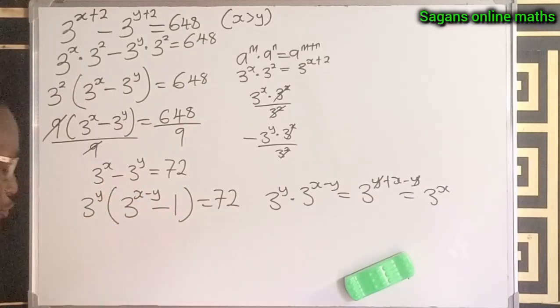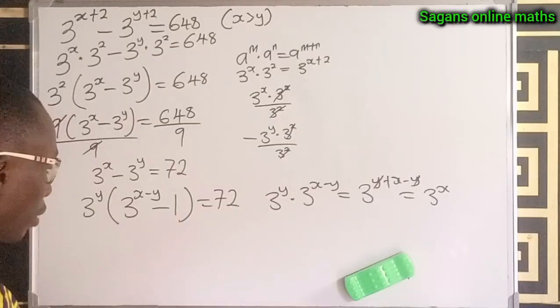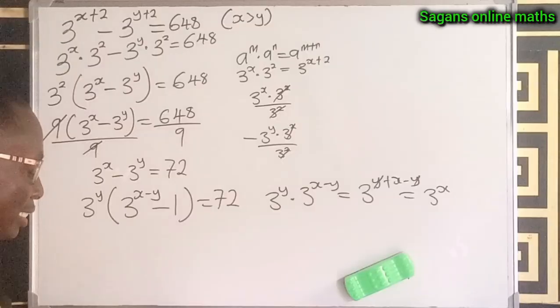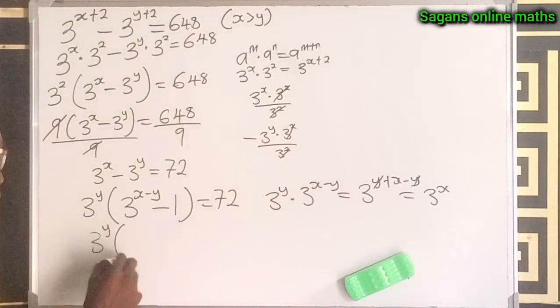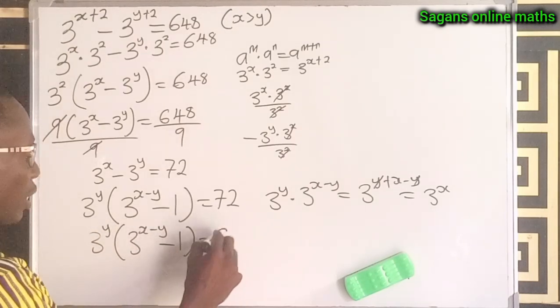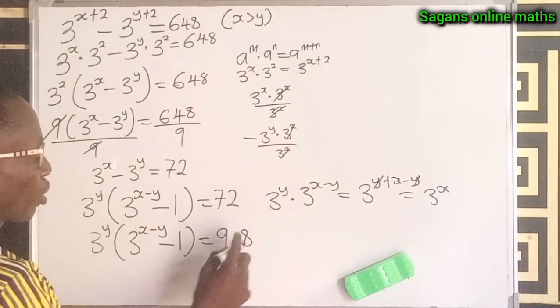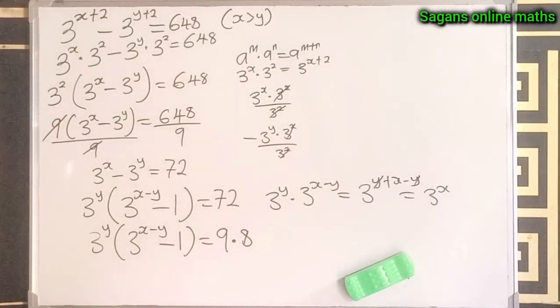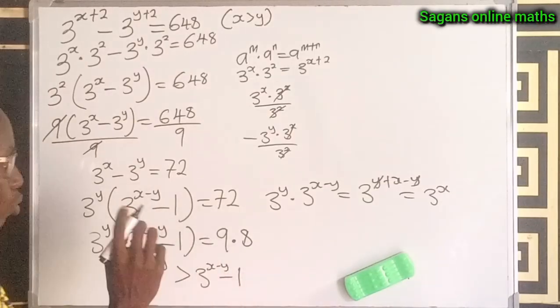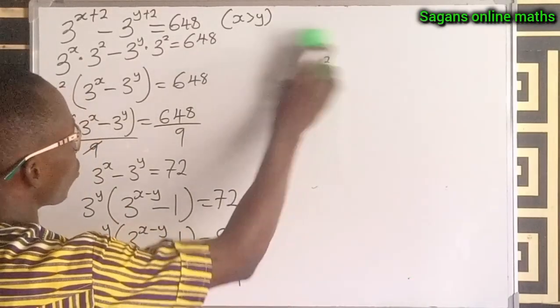Wow. Now let's consider 72. Now I want to look for the product of 72. Know that 9 times 8 is 72. Okay, that means this can become 3^y into 3^(x-y) minus 1 is equal to 9 times 8, because 9 times 8 is 72. And take note that 3^y is greater than 3^(x-y) minus 1. Take note, okay? Very important. Now at this point, what are we going to do?